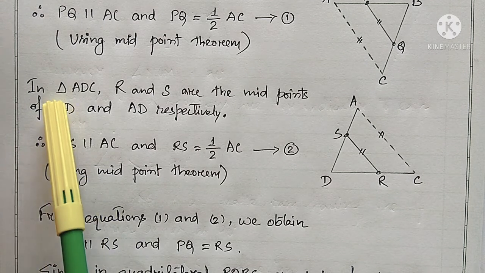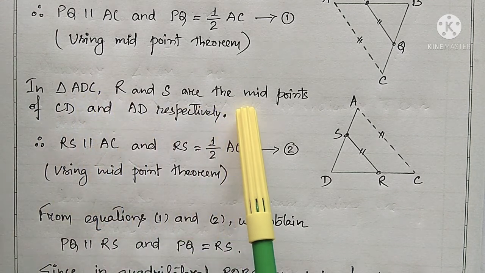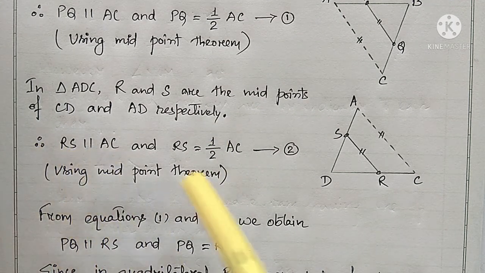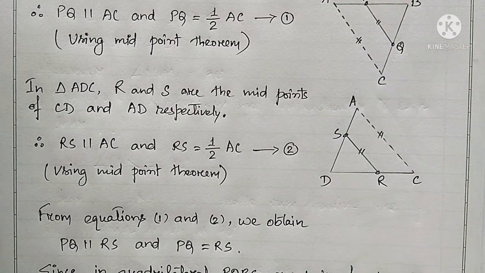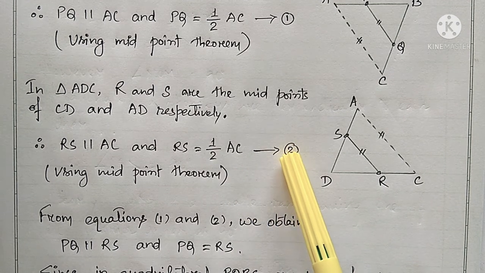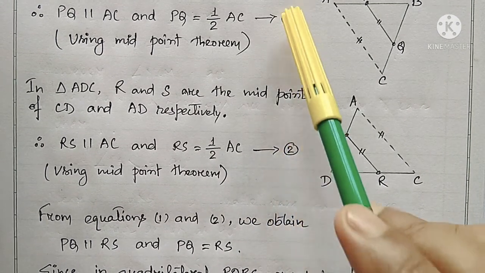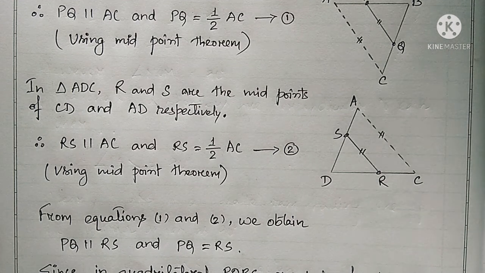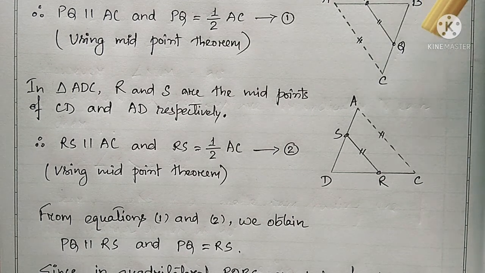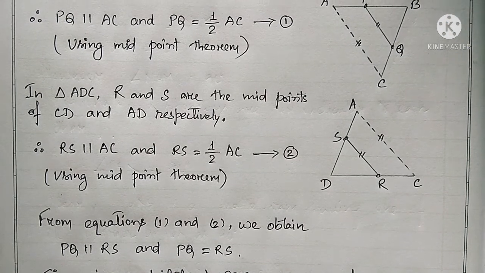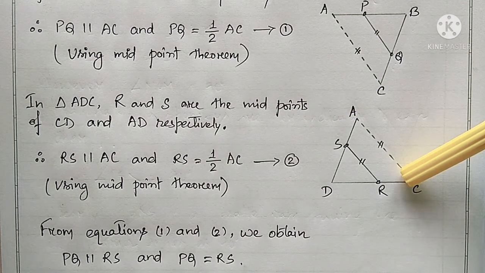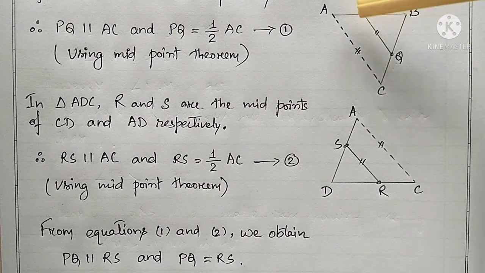Same thing. In triangle ADC, R and S are the midpoints of CD and AD respectively. Therefore we write RS is parallel to AC, as well as RS is equal to half of AC. I think all of you understood this one. So we put this as equation number 2. Now from equations 1 and 2, in these two diagrams, if you see here, SR is parallel to AC, as well as PQ is parallel to AC.